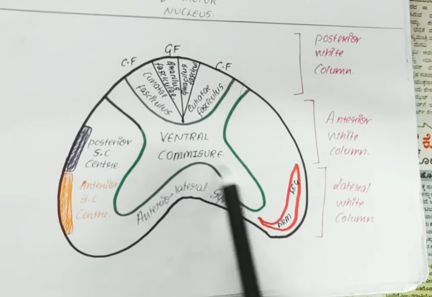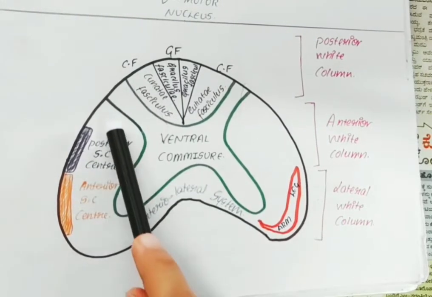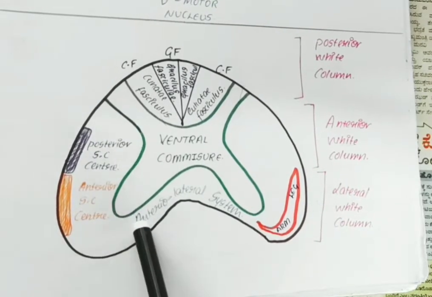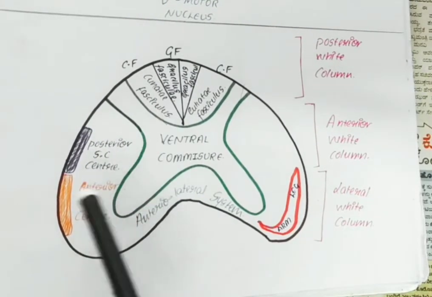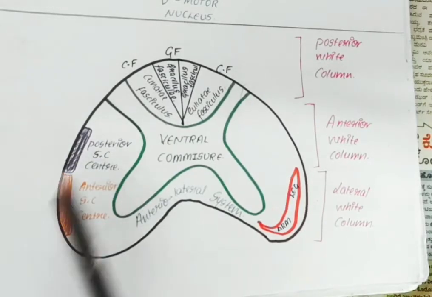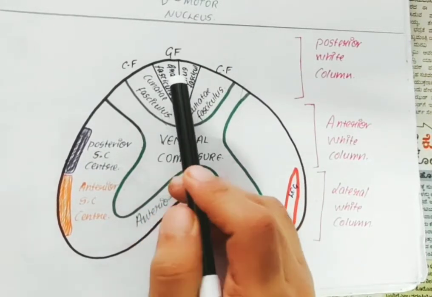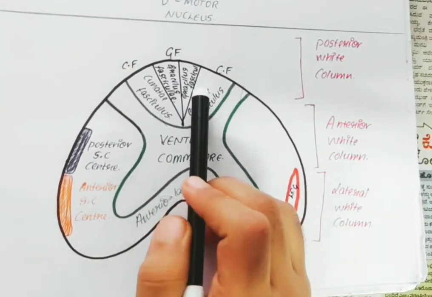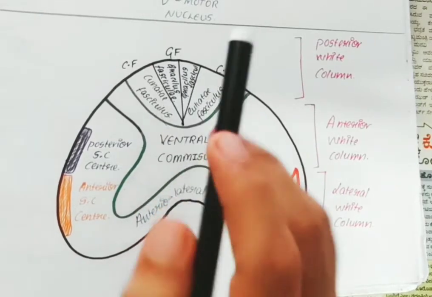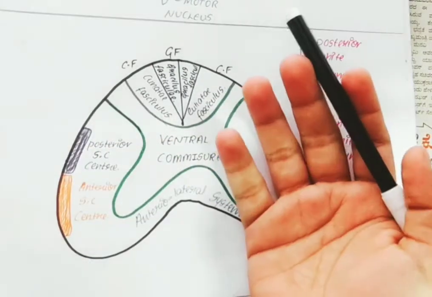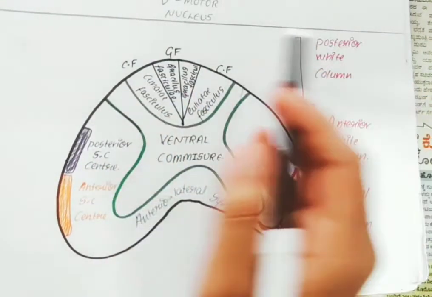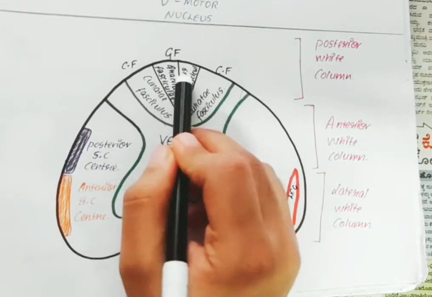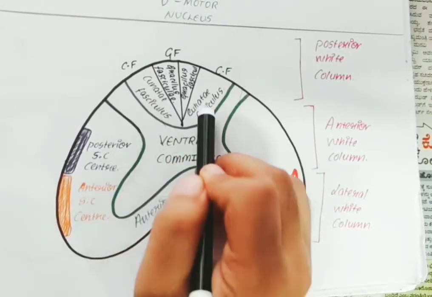And here you can see the anterolateral system. There is the posterior spinocerebellar tract and the anterior spinocerebellar tract. You can also see fasciculus gracilis and fasciculus cuneatus. Fasciculus gracilis is also called gracile fasciculus; both mean the same. The fasciculus gracilis is present on the medial side, and on the lateral side you can see the fasciculus cuneatus.